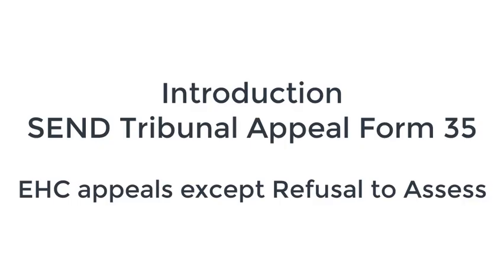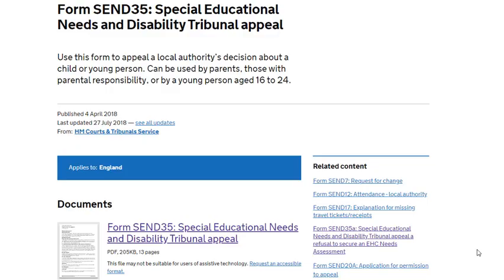This video provides some initial explanation for the online appeal form 35, and we'll look at the first notes page of the form. If you want to appeal against the local authority's refusal to do an Education, Health and Care (EHC) needs assessment, do not use this form 35. You will want form 35A, and we have a separate set of videos to help you with filling that in.